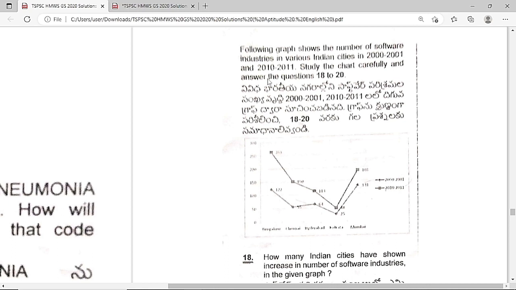So basically in this question they have given the software industries which are present in the various Indian cities in 2000 to 2001 and 2010 to 2011. So we have to study the chart very carefully and answer the questions from 18 to 20. So this is a chart they have given. So in the Bangalore city, you can see, this graph basically belongs to 2000 to 2001. And this graph belongs to basically 2010 to 2011.